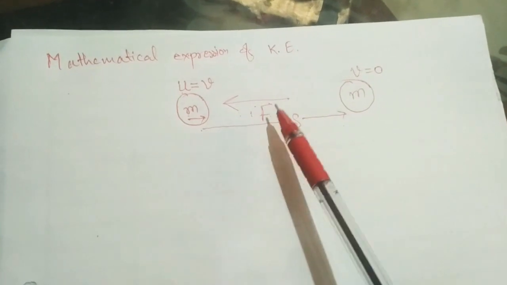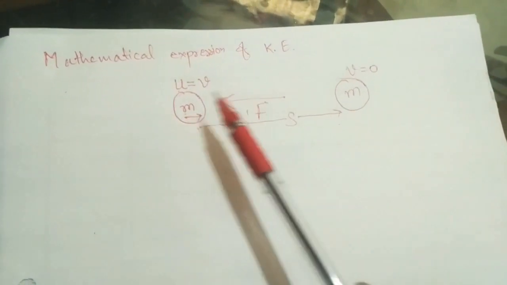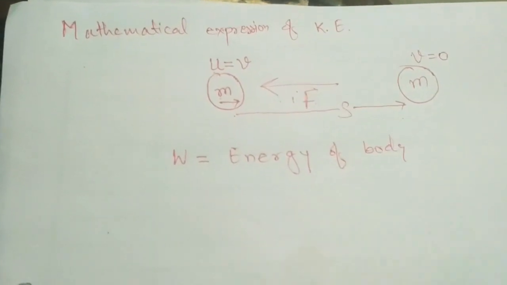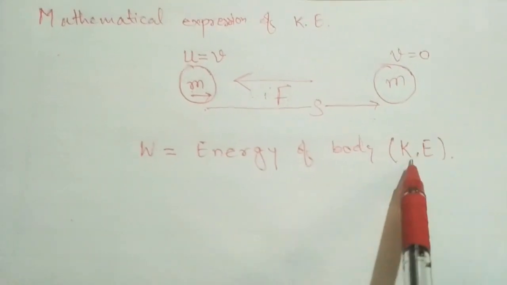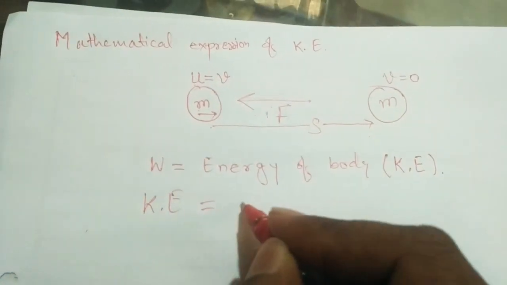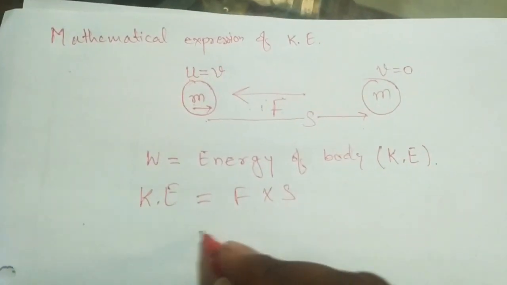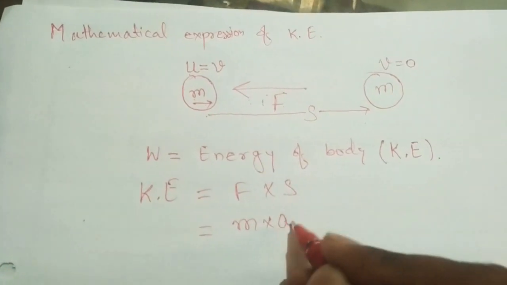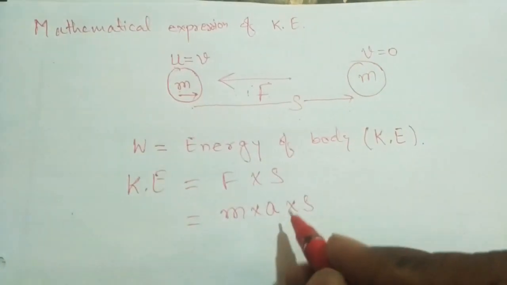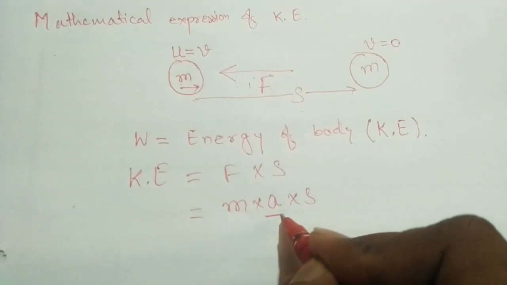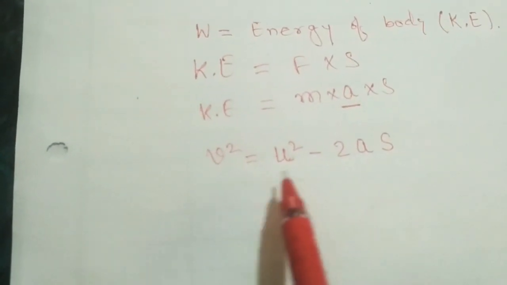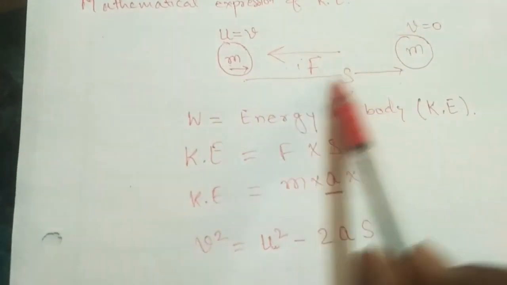So we will calculate the work done here, and automatically the energy will come in this form. The work done will be equal to the energy of the body, and that energy will be the kinetic energy. So the kinetic energy will be equal to the work done, that is F into S, and F is equal to mass into acceleration because this is linear motion. S is given, mass is given. The aim is to find this acceleration. For this, let's use the third equation of motion, that is v square is equal to u square minus 2as, minus because here it is retarding.